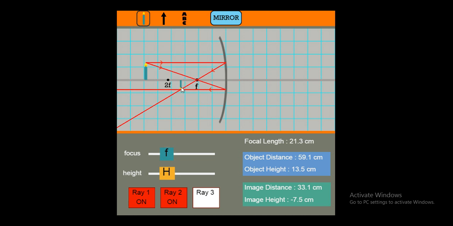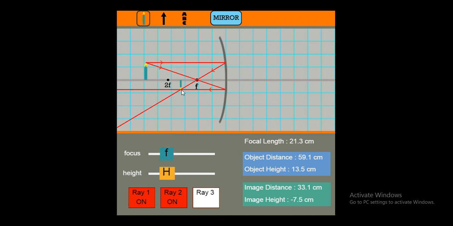Then what are the features of this image? The image is inverted and smaller than the object. Compare the size: it is smaller than the object. Object height 13.5 cm, image height 7.5 cm. The image is always smaller than the object, inverted, and also a real image.